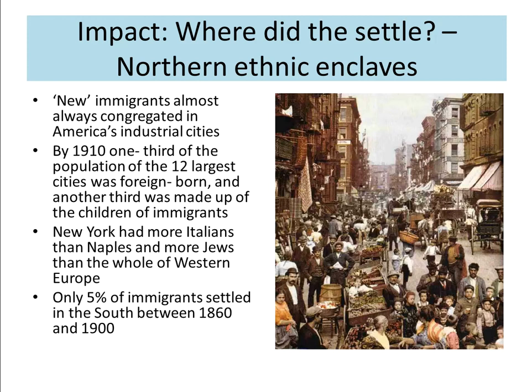By 1910, one third of the population of the 12 largest cities is foreign-born, and another third is made up of the children of recent immigrants. As I've mentioned, New York has more Italians than Naples, more Jews than the whole of Western Europe. Only 5% of immigrants will settle in the South.